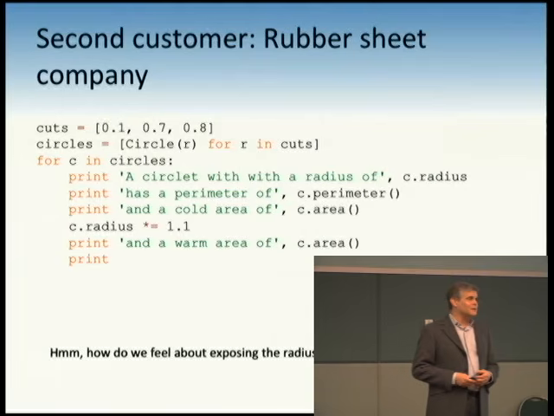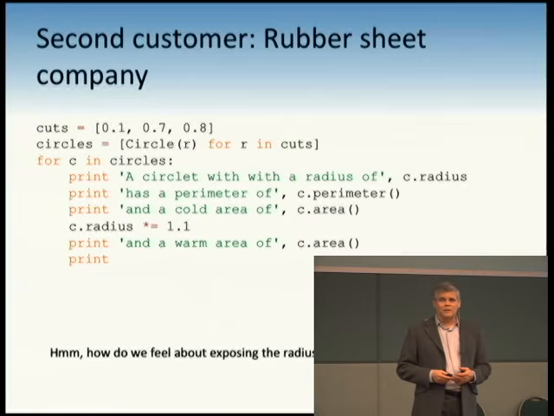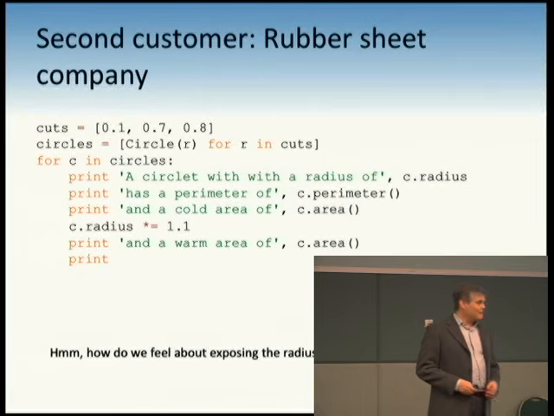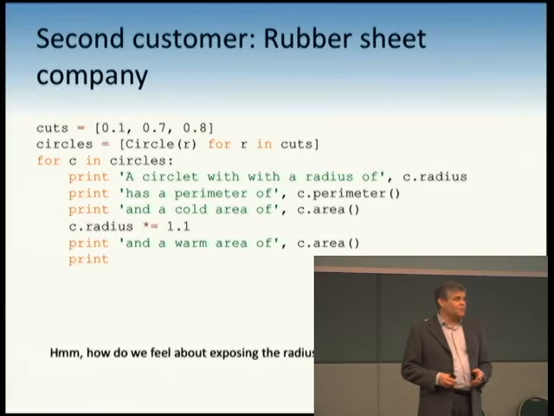How do you guys feel about exposing the radius at the time so that the customers can both look at it and modify it? Who feels icky about that? All of my Java and C++ programmers feel icky about it. Why? Because there's an ironclad rule in Java and C++ and most object-oriented languages, and that ironclad rule that you must follow is do not expose your attributes. What should you do instead? Getter and setter methods. People don't get to access attributes.